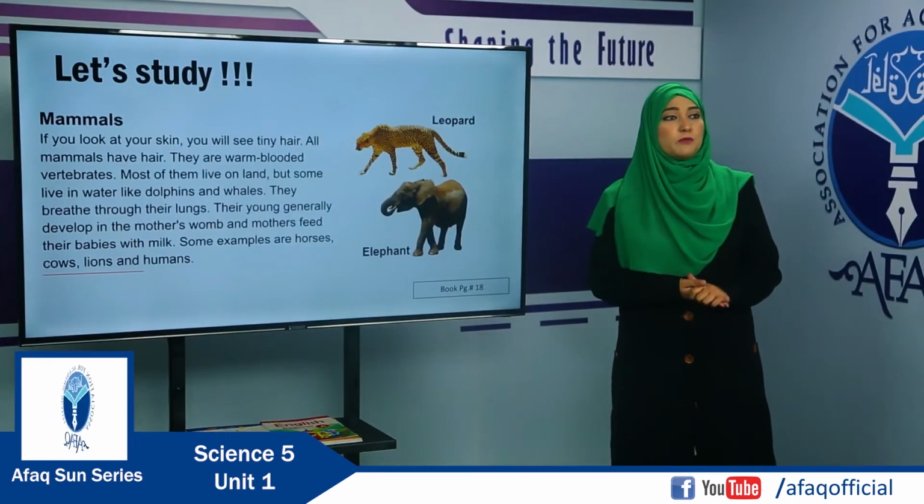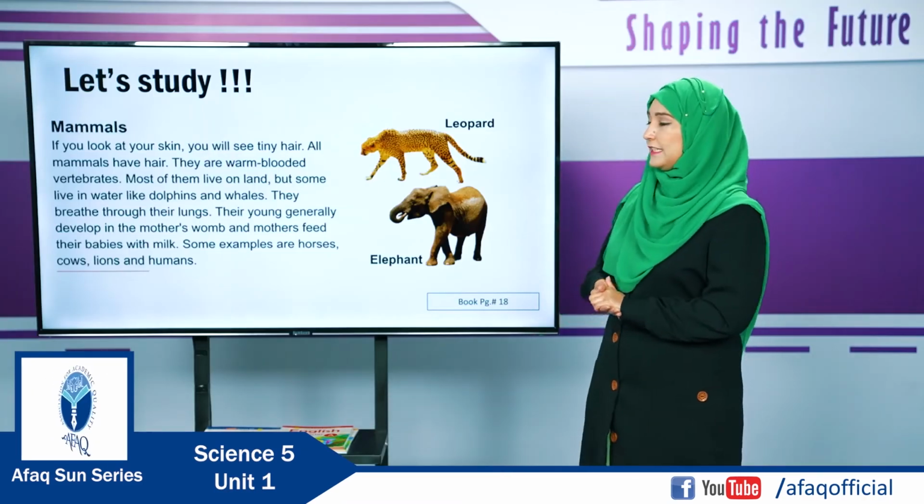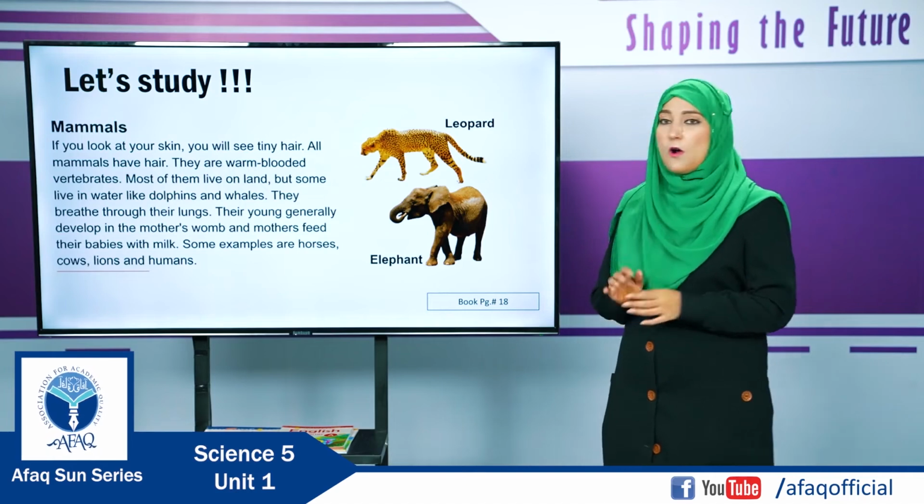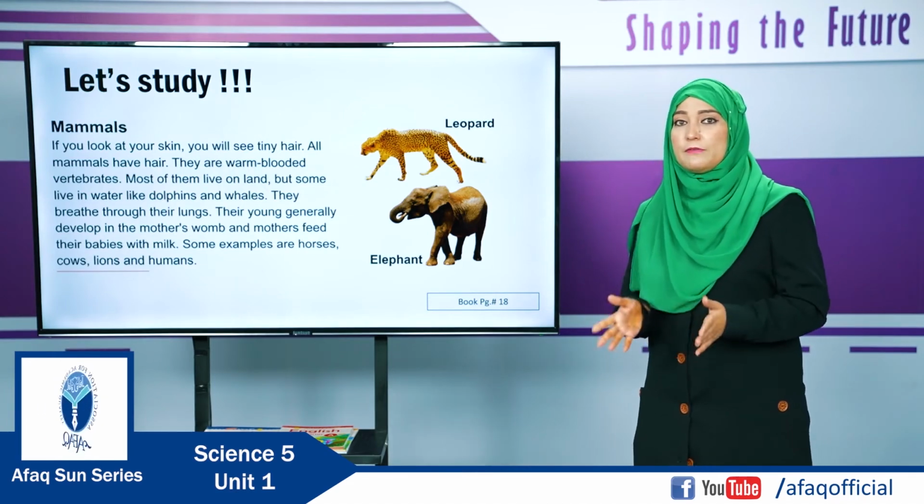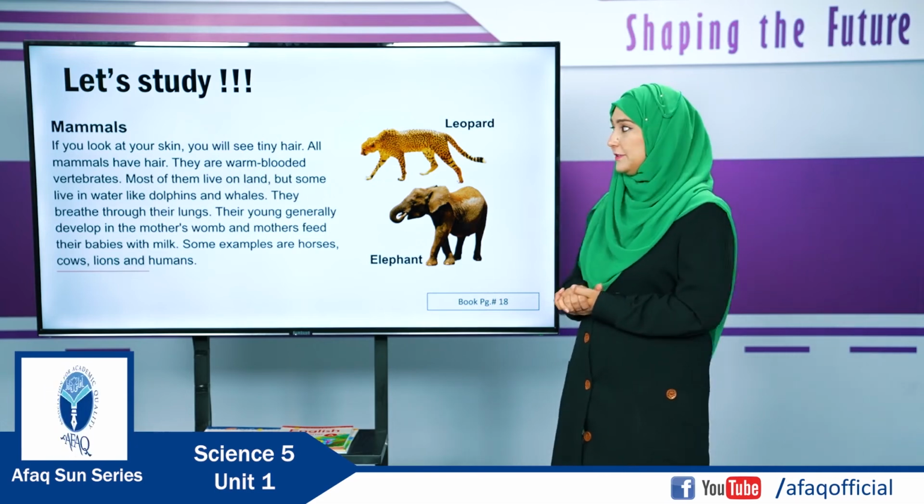Students, the next group of vertebrates is mammals. If you look at your skin, you will see tiny hair. All mammals have hair or fur on their bodies. They are warm-blooded animals.